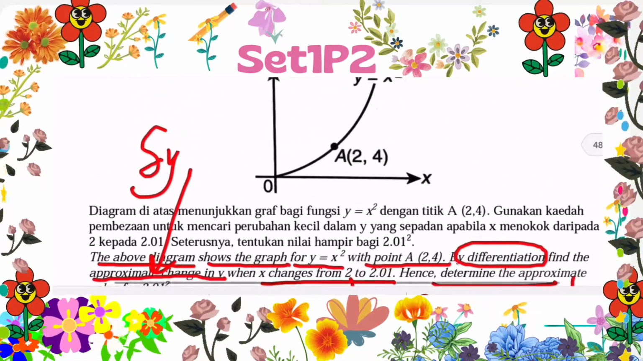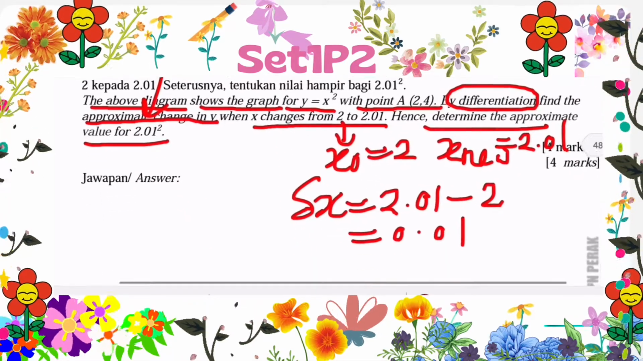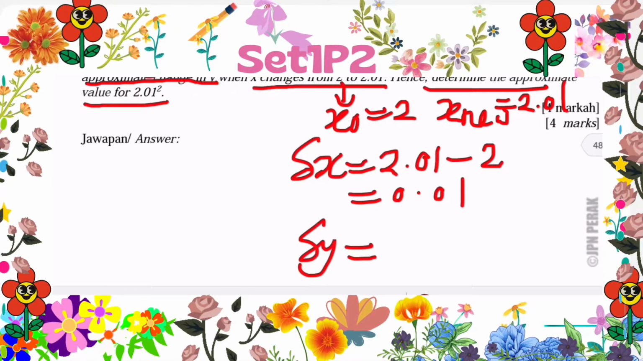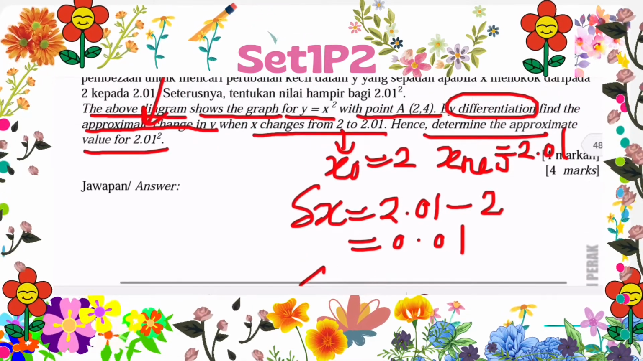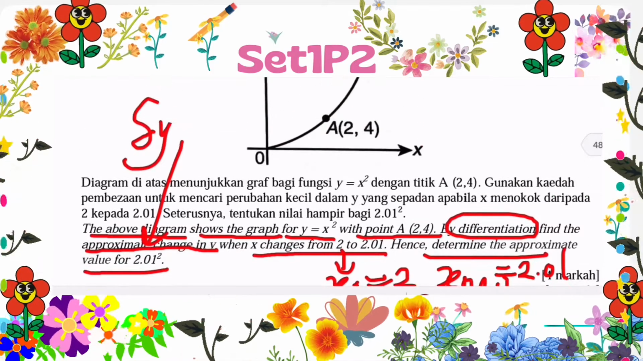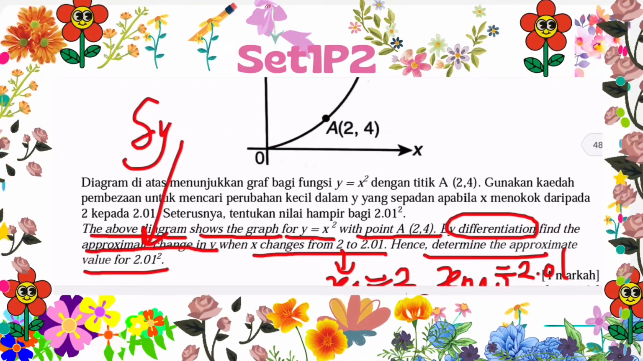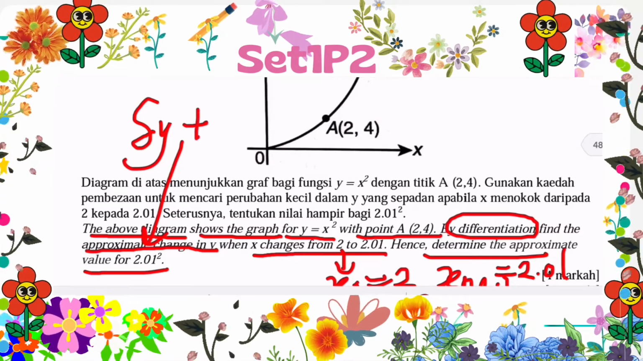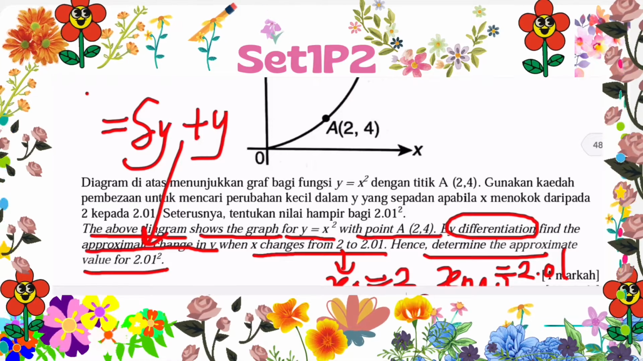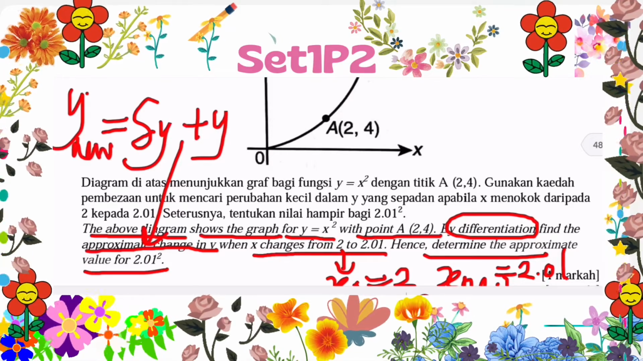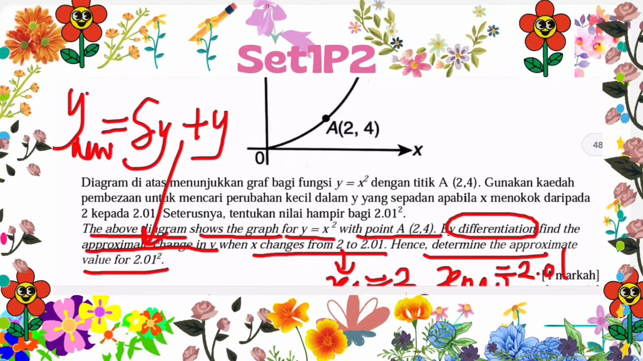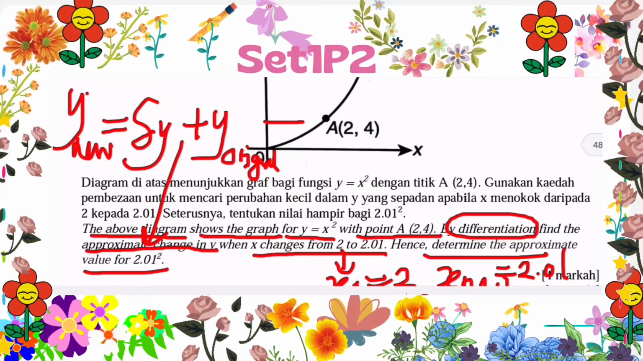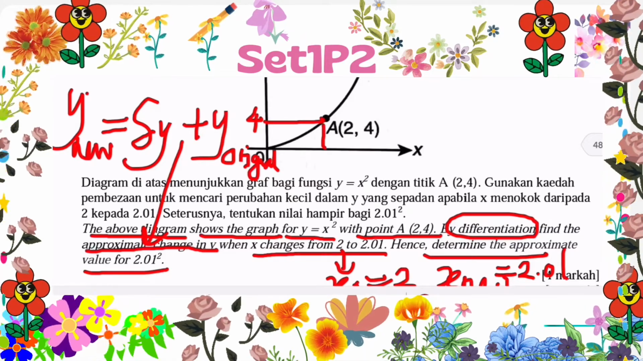So, meaning that we are going to find the delta x, and then we are going to find the delta y. With the delta y, then we can find the approximate change in y, which is actually delta y. After we got the delta y, we are going to find the approximate value of the y. What it means by approximate value of y is the y value after changes. This is original y, so the original y is here 4, original x is here 2.